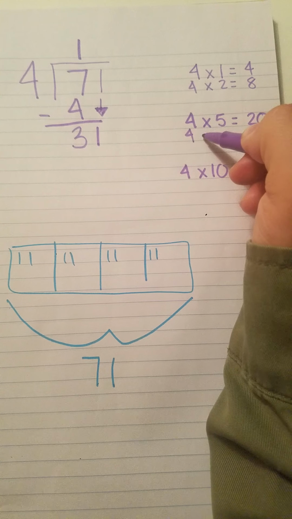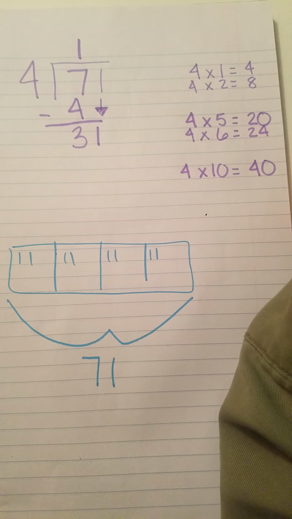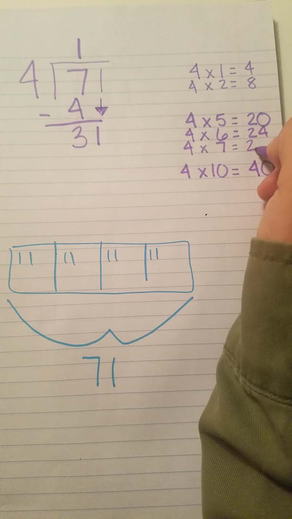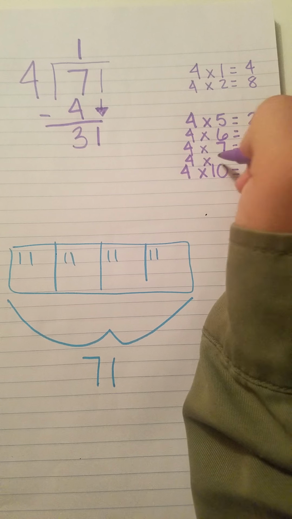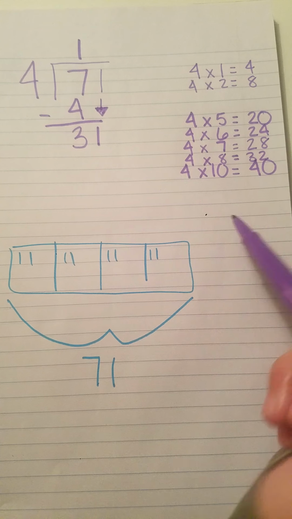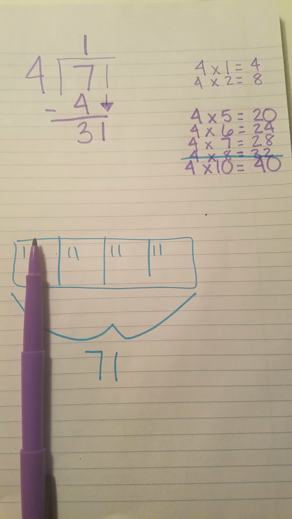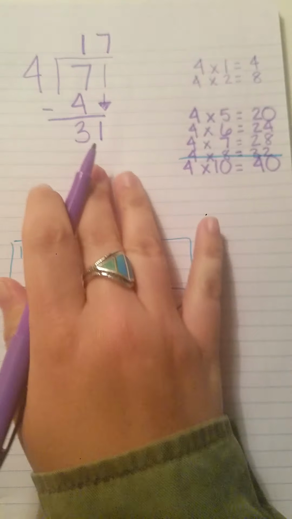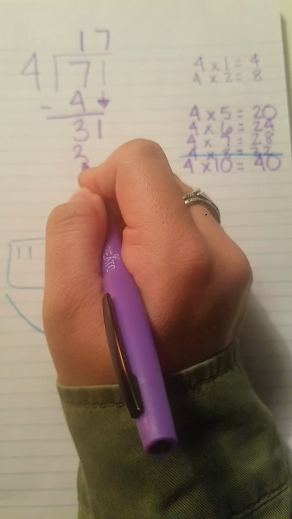So I'm going to think 4 times 6 is 24. Getting a little closer. 4 times 7 is 28. Okay. And then 4 times 8 is going to be 32. But 32, that's too high. I can't go that high. So now I know that 7 groups of 4 can fit into 31 without going over. 4 times 7 is 28.